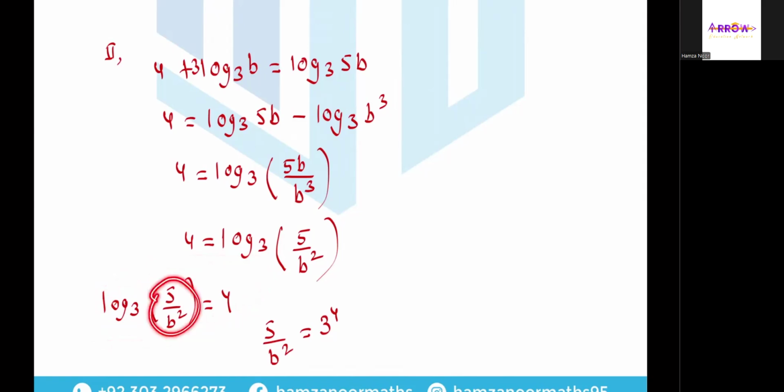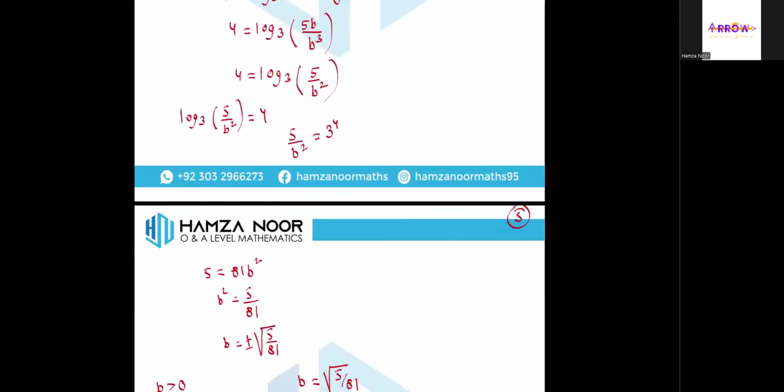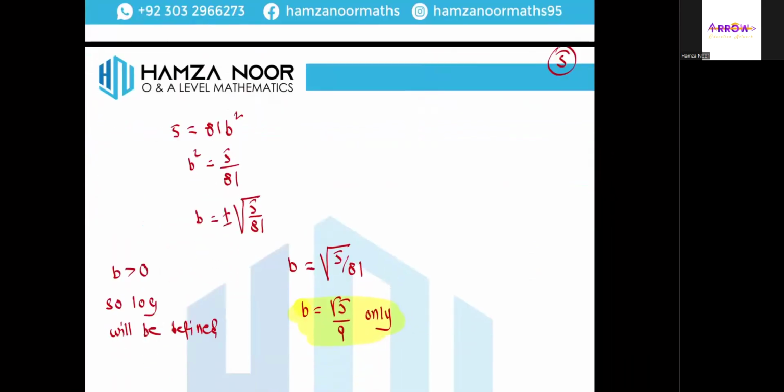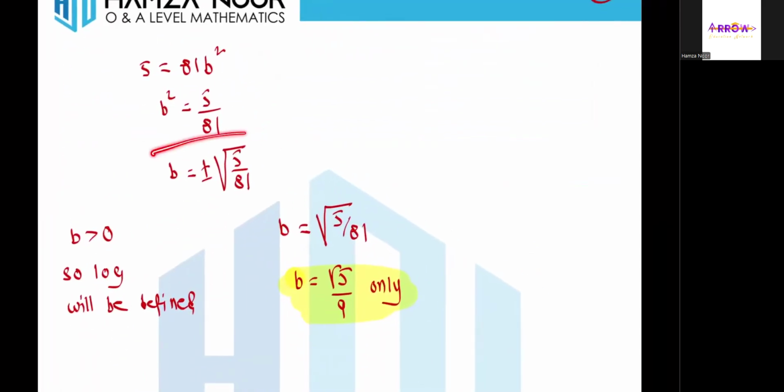So 5 upon b square will be equal to 3 raised to the power of 4, because the base of the logarithmic form becomes the base of the index form. And 3 raised to the power of 4 is basically 81. So 5 is equal to 81 b square, and b square is equal to 5 over 81. Taking square root on both sides, b is equal to plus minus root of 5 over 81.